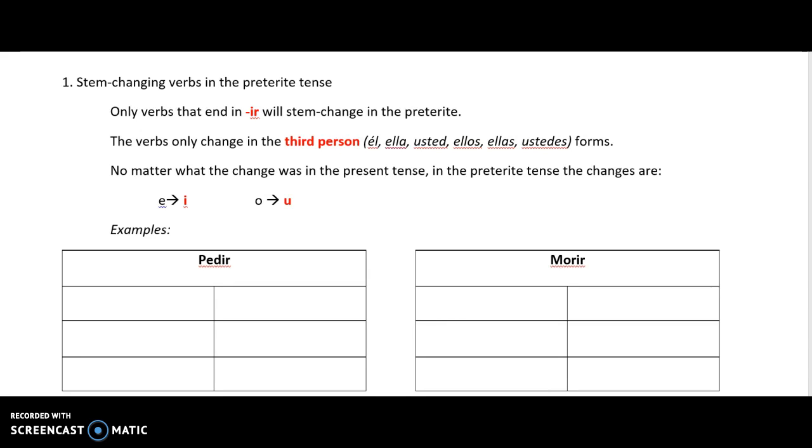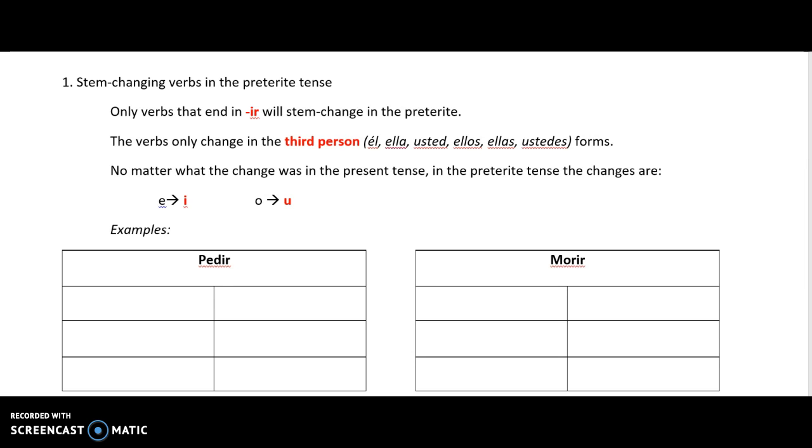A quick reminder of stem changing verbs in the present tense. AR, ER, and IR verbs can stem change. And in the preterite tense, we're going to only change the verbs that end in IR. So if its stem changes in the present tense and the verb ends in IR, unless it's irregular, we're going to have a stem change. For example, we have pedir, morir, dormir, preferir, things of that nature.